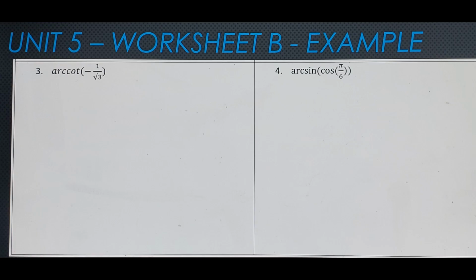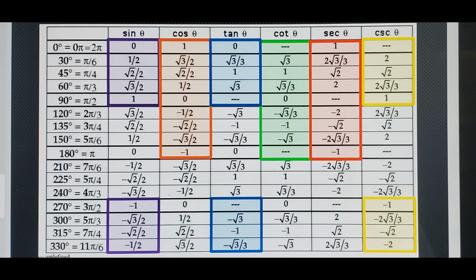Number 3 and 4. Number 3 has a radical in the bottom. That's not kosher, but it's what they gave us. So let's see what this is. It says the arc cotangent of -1 over square root of 3. So we look in our cotangent region right here, and we don't see that answer. Now, the problem is they fixed that radical in the bottom when they made this chart.